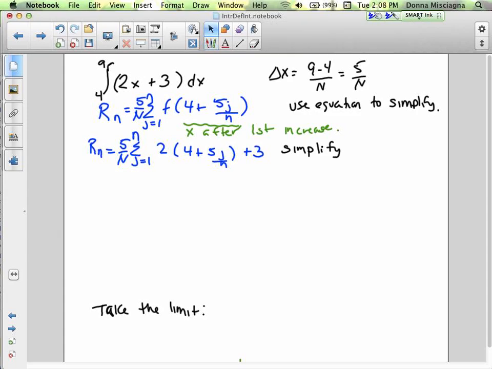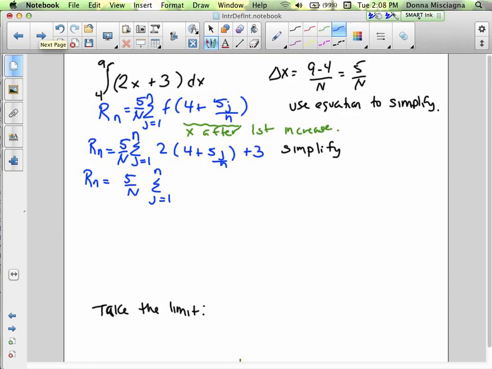All right, so our Riemann sum here. We have 5 over n. By the way, the capital N, the lowercase n, the same thing. My n's will bounce around. So we have 8 plus 10j over n plus 3. We could simplify that a little further, right? 5 over n sigma, starting with j equals 1, the first increase, and we stop at n. So that would be 11 plus 10j over n.